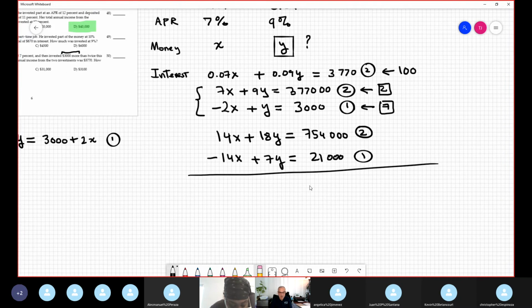Okay, the x cancels out when you add. This is 25y. And now it is addition, not subtraction, because it's positive. Okay, let me do it again. It's 7540 plus 21,000. Boom. The answer is 775,000? Divided by 25 on both sides. Oh, the answer is y equal 31.